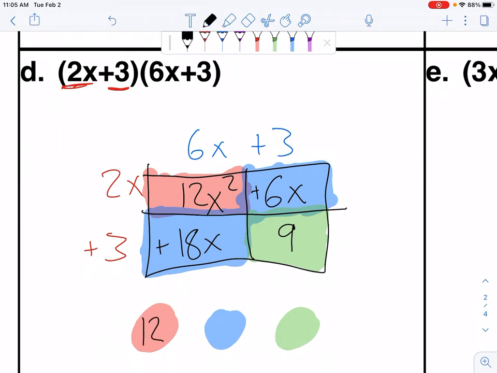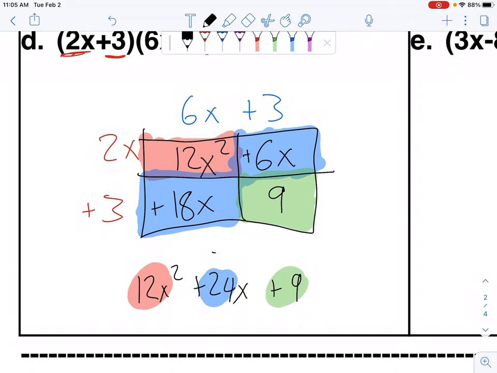So my red's easy, and my green is easy. My blue, I have to do 18 plus 6, which is going to make positive 24. And that's our answer.